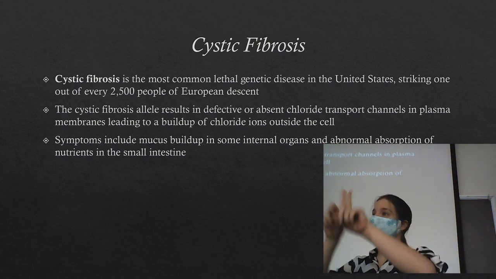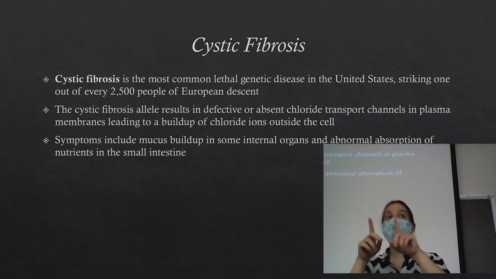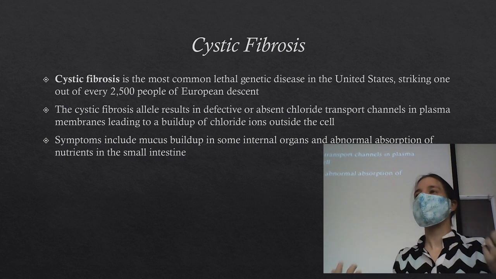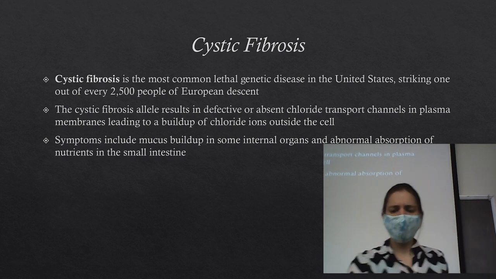You need two copies to have cystic fibrosis. You need two recessive alleles. So typically, it's two parents, both of whom are carriers, but they don't know it. Then they have a child who has it.